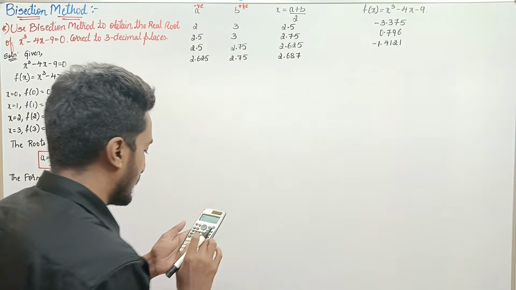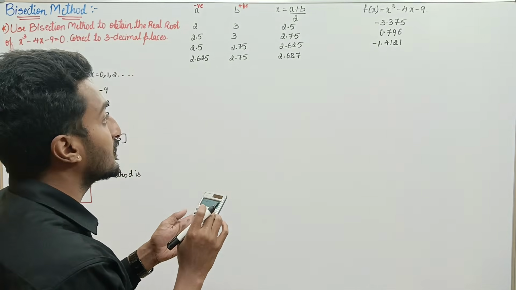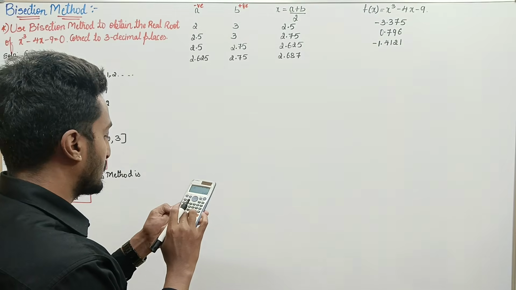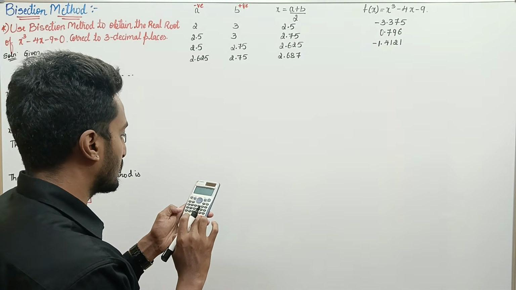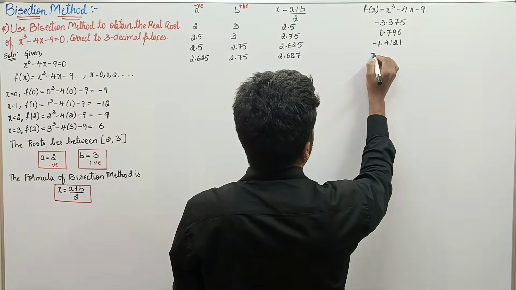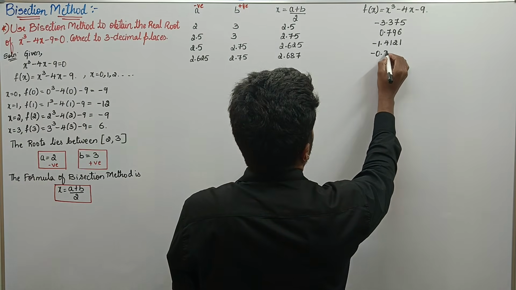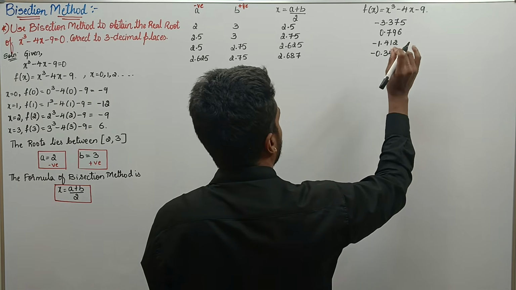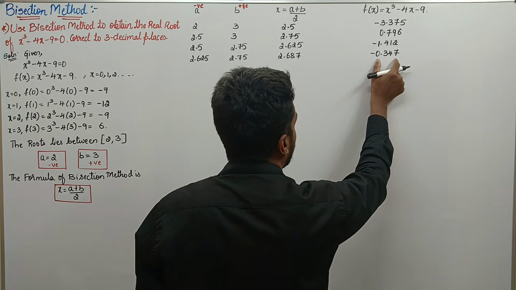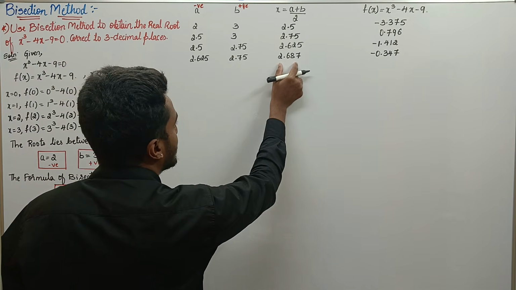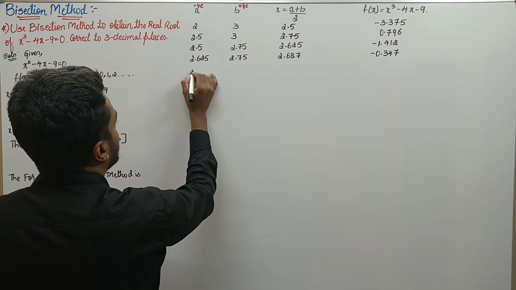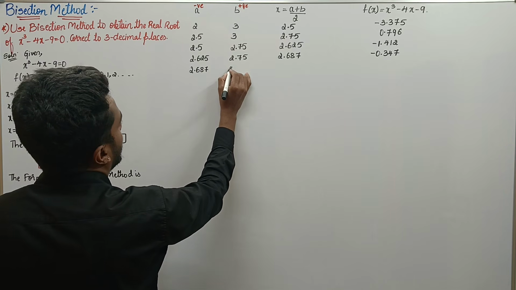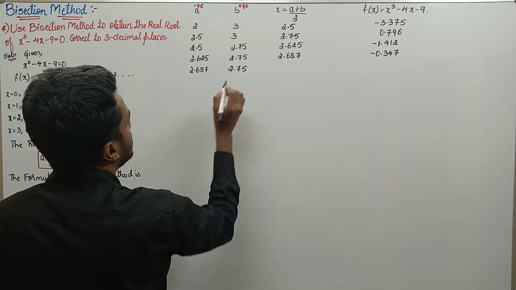2.687. Press AC, upper button, you get function value. Calc, you get 2.687. Press equals. You get minus 0.347. Okay, just go with 3 decimal places, that much is enough. Since it is negative, again I need to replace 2.687 in the negative place, that is 2.687 and 2.75 remains the same.